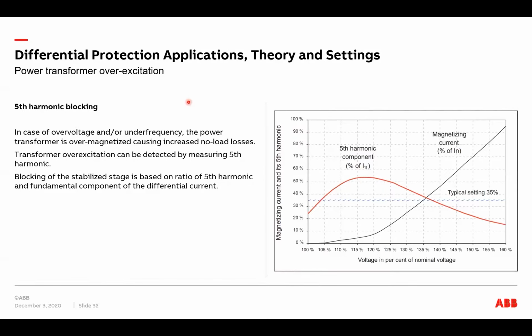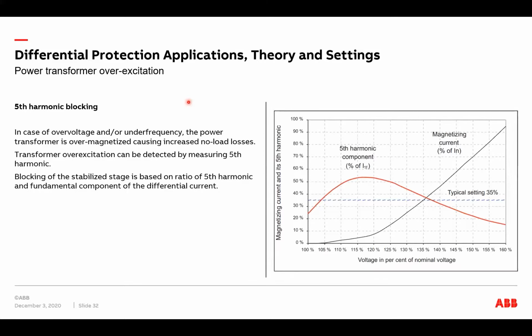Then in case we have an over voltage or under frequency, the power transformer might be over magnetized. And this will again be seen on only one side of the power transformer. It will be seen also as a differential current. And that's why we also need to block the differential protection.